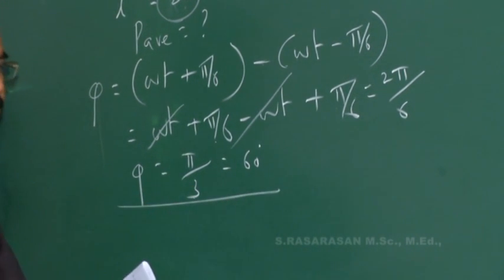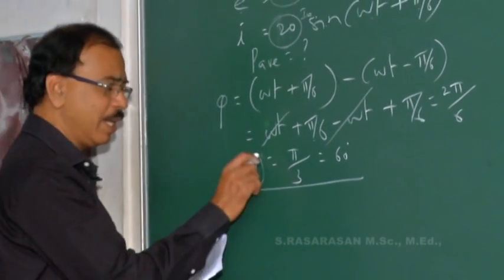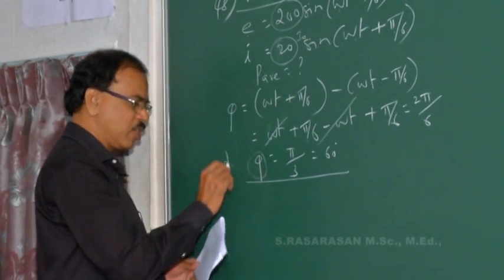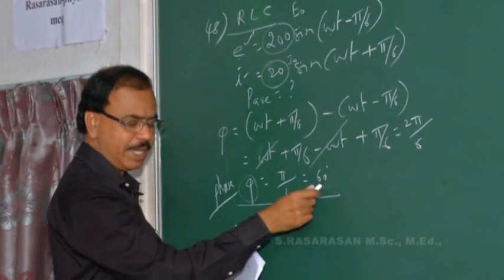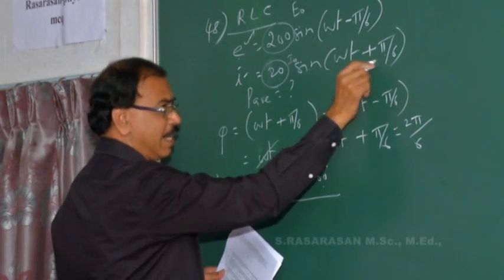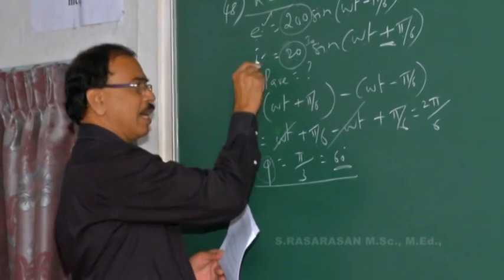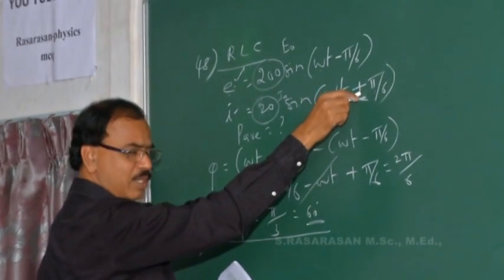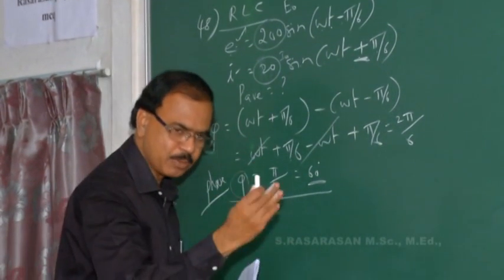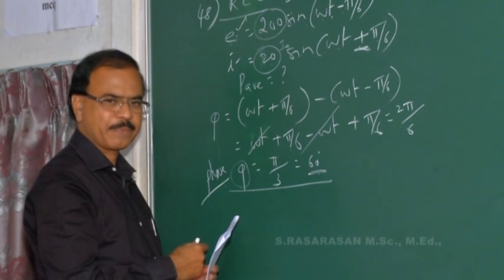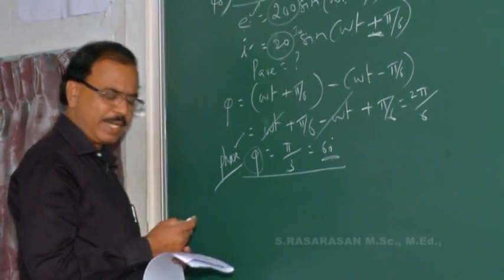What is this? The phase difference between the voltage and current. What is phi? Phase difference. The phase difference between the EMF and the current is 60 degree. That is, current is leading the EMF by pi by 3 or 60 degree. Current leads the EMF, since current has the plus and the EMF has the minus. In other words, EMF lags behind the current by 60 degree. We have calculated the phase difference. Now they are asking for the average power.